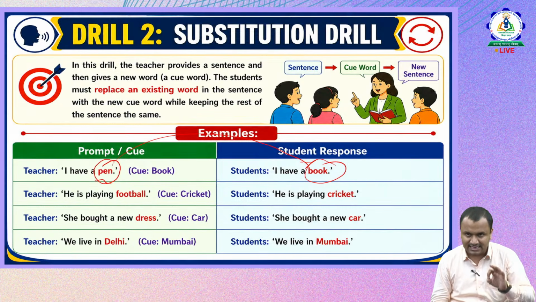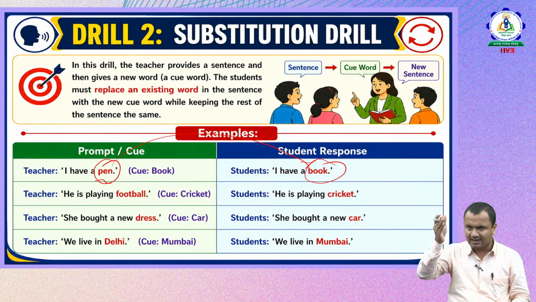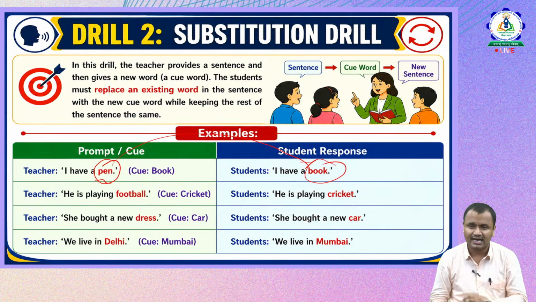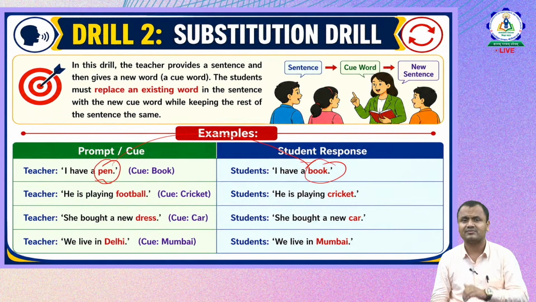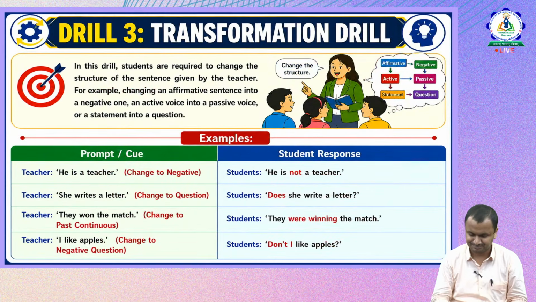So in the substitution drill, we give one sentence or a series of sentences, and with them we provide the hint, word list, or whatever cue we can provide, and ask the student to replace based on the cues and give their new sentence. So this is the substitution drill: sentence, keywords, and new sentence.